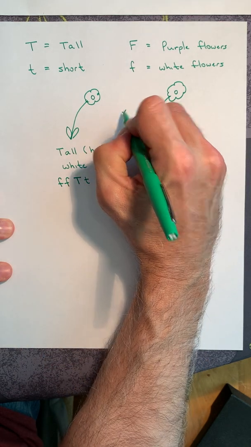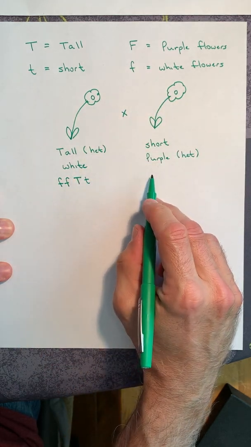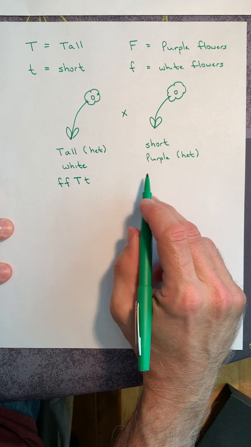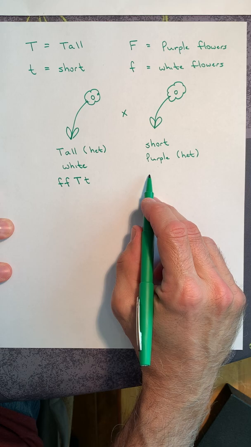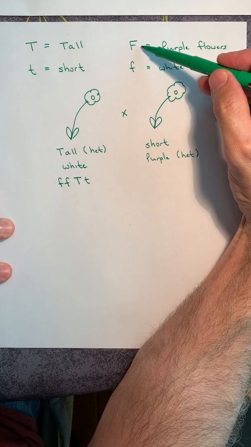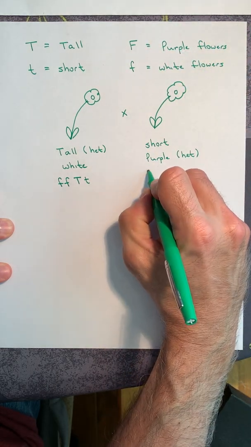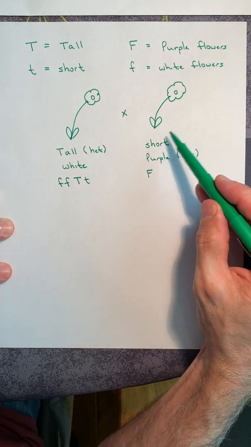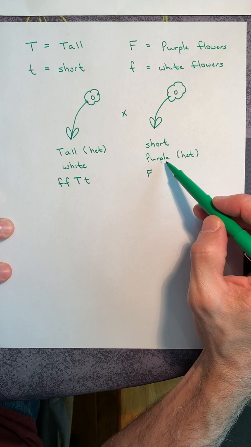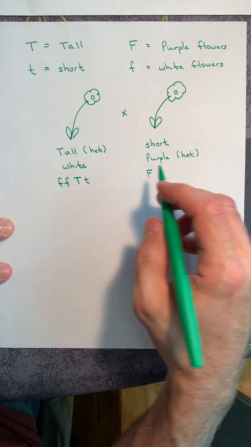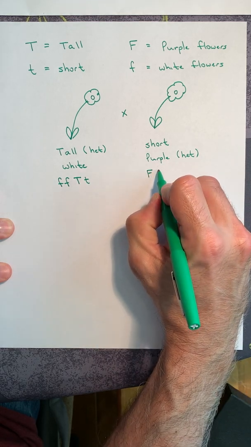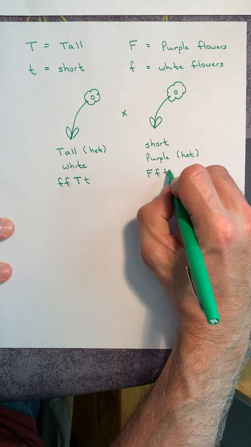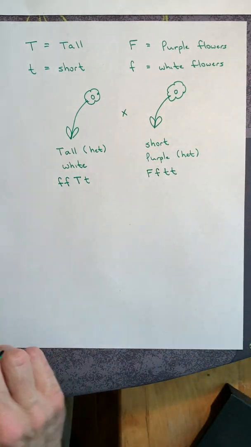Whereas this plant is being crossed with an individual that has purple flowers and is short. If it's purple flowers, that means it carries and expresses the dominant purple allele, the big F. But the problem told us that this parent is heterozygous purple. Hetero, meaning different, a different pair. So that's big F, little f. And then the plant is short, so it's little t, little t.